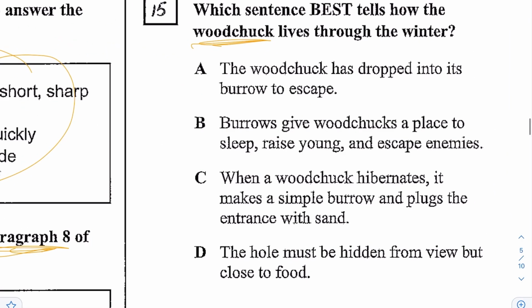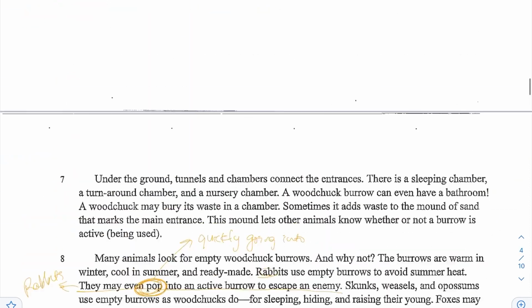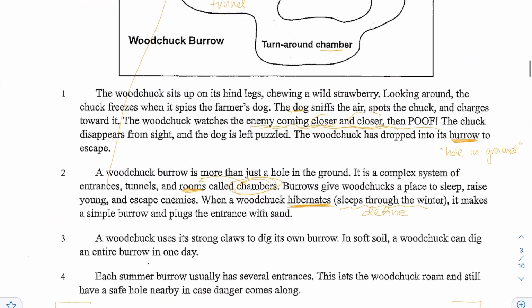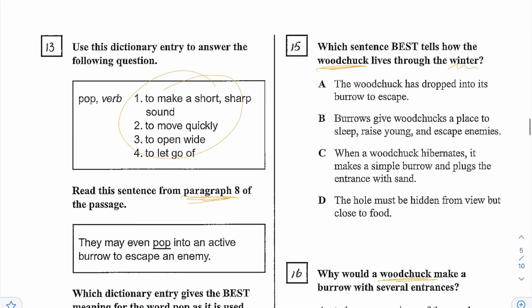Next for number 15, which sentence best tells how the woodchuck lives through the winter? When we talk about the keyword here, winter, you see that over here, this hibernation part in paragraph 2. So it sleeps through the winter in the simple burrow and plugs the entrance with sand, so it kind of buries itself in. So here, the woodchuck will be hibernating. It's going to make a simple burrow and plug the entrance with sand. That's paragraph 2. So always go back to the text, look for these keywords, and choose the best choice.